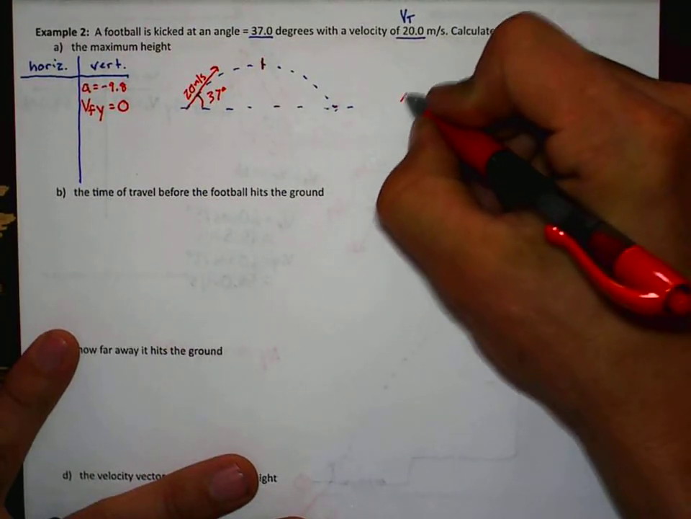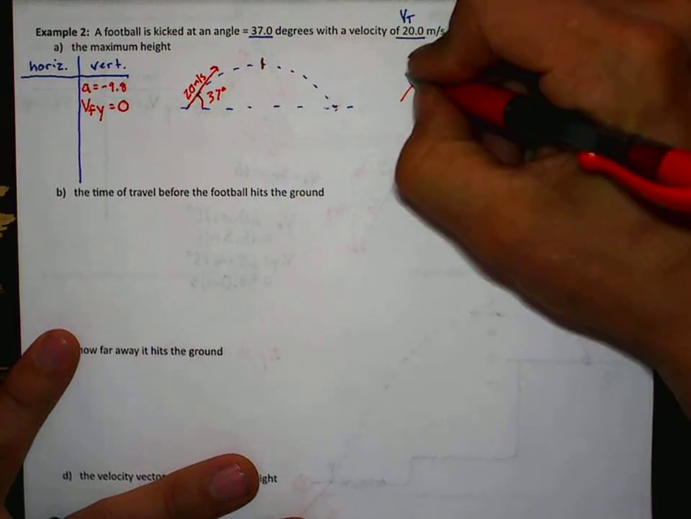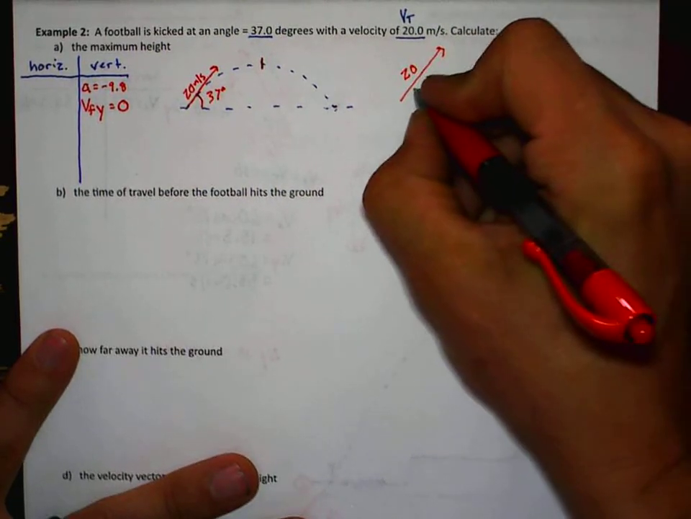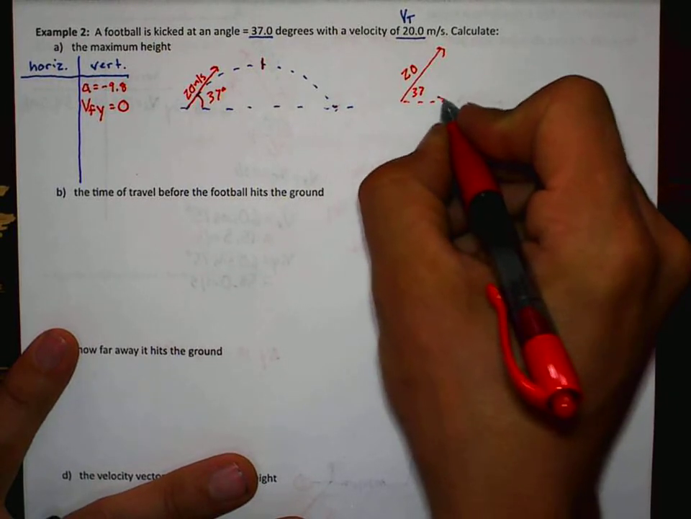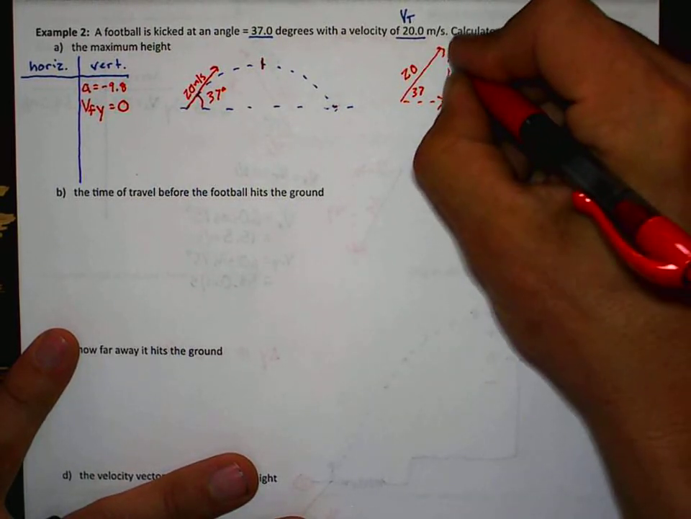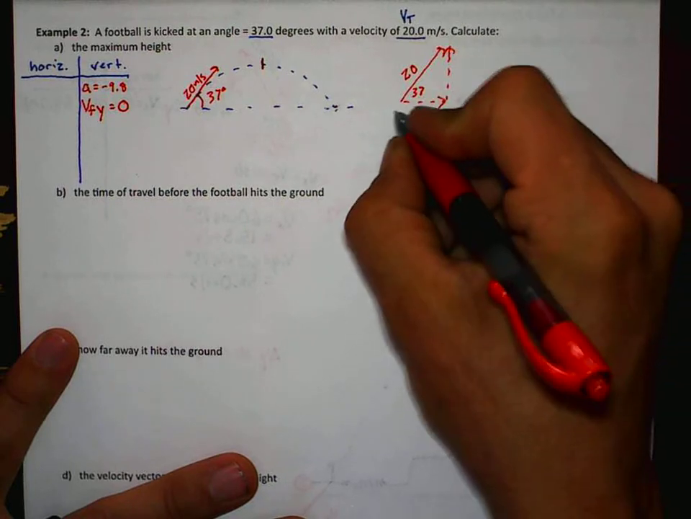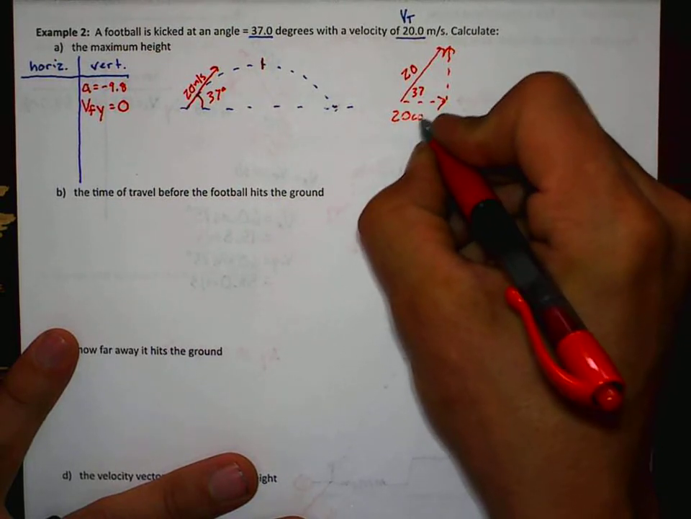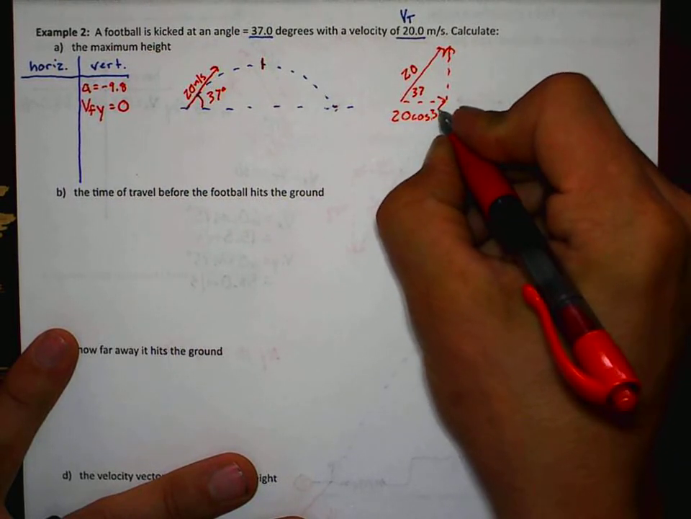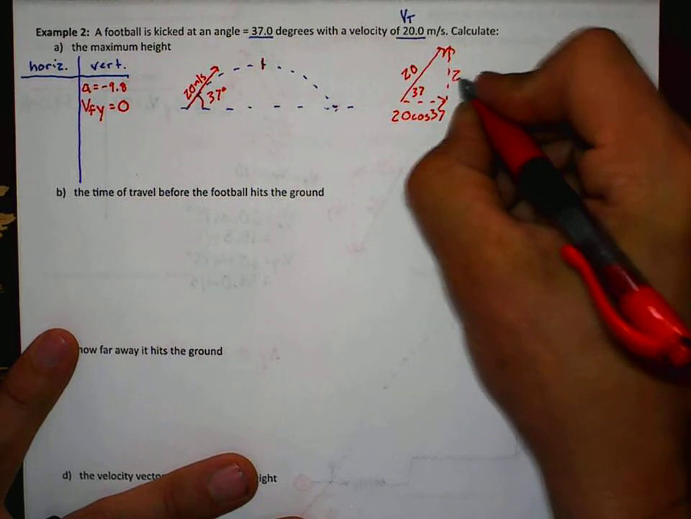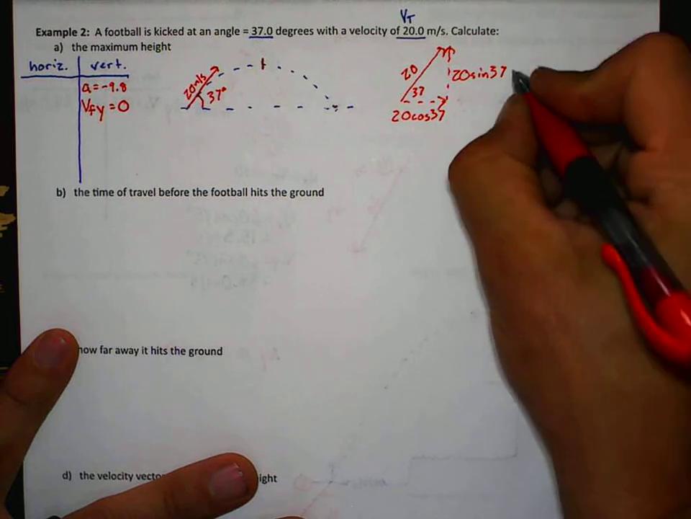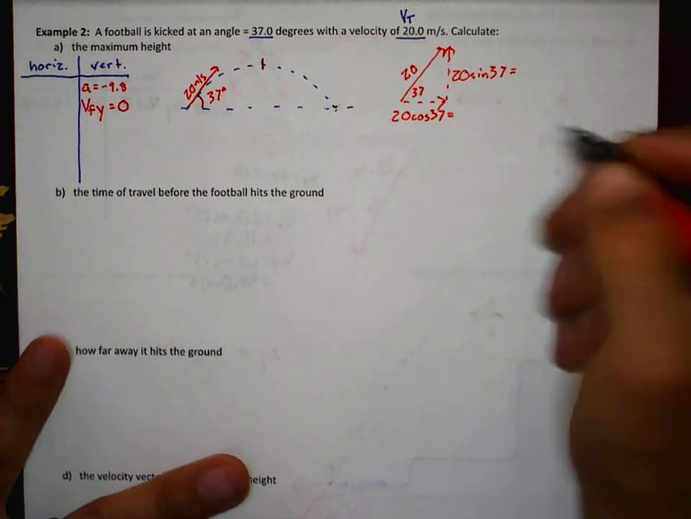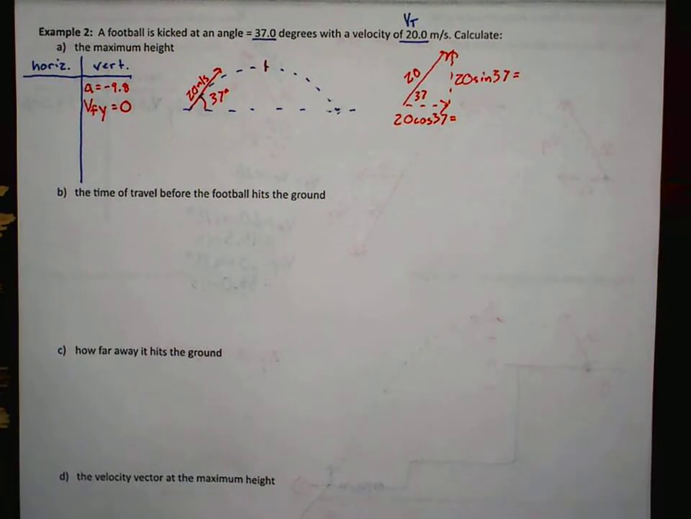Okay, so let's take this vector and let's kind of blow it up over here. Okay, that's 20, that's 37. And so we're going to do 20 cos 37. We're going to do 20 sine 37. And let's do some calculator clicking.